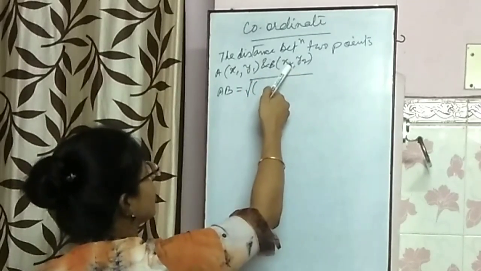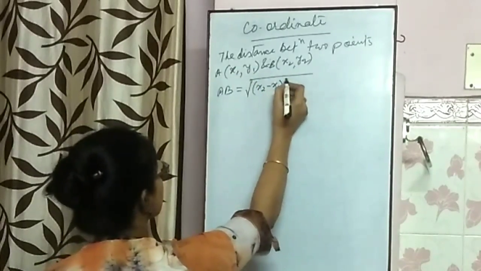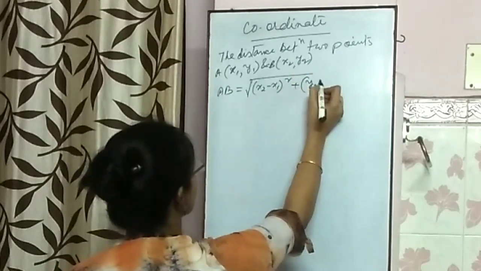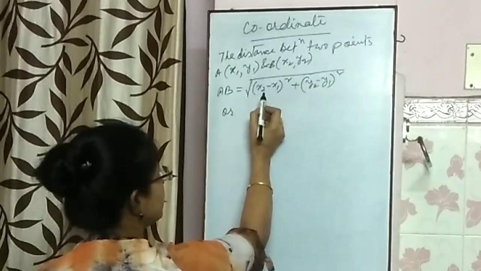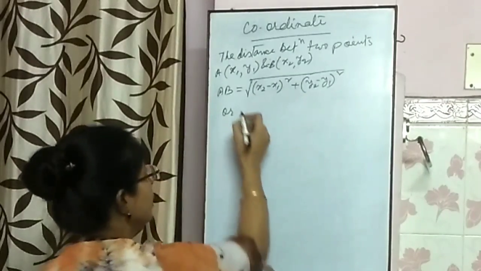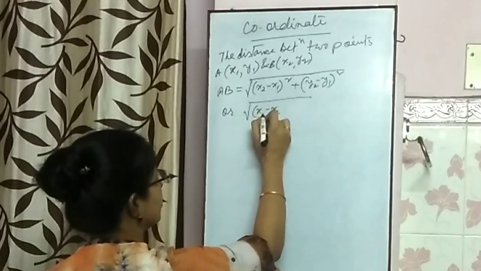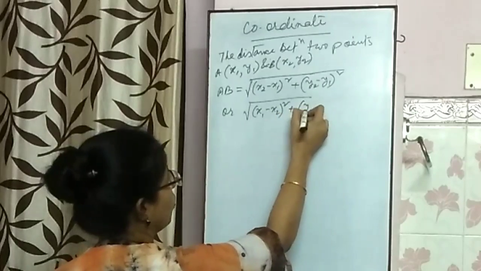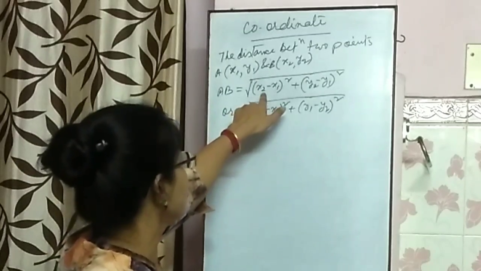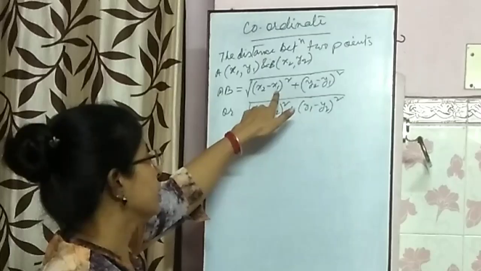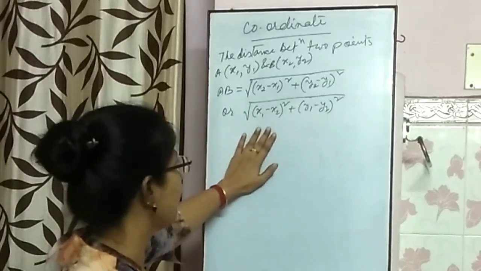From A to B, that means from B's coordinates you subtract A's coordinates. So it is the square root of (x2 minus x1) square plus (y2 minus y1) square, or you can say, by altering, (x1 minus x2) square plus (y1 minus y2) square. But one thing is clear, that if you take x2 here, then y2 also has to be taken here. Then the second coordinate will be x1 and here y1. So if you alter, the same thing will happen.